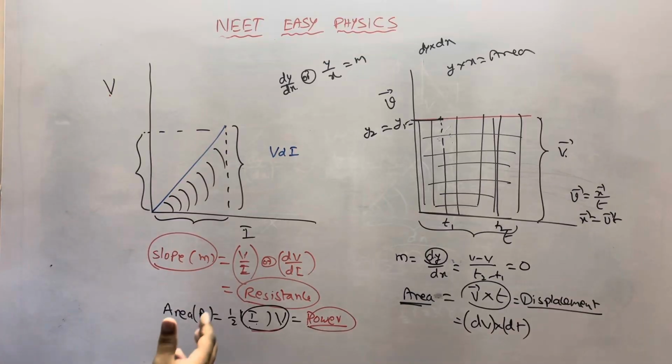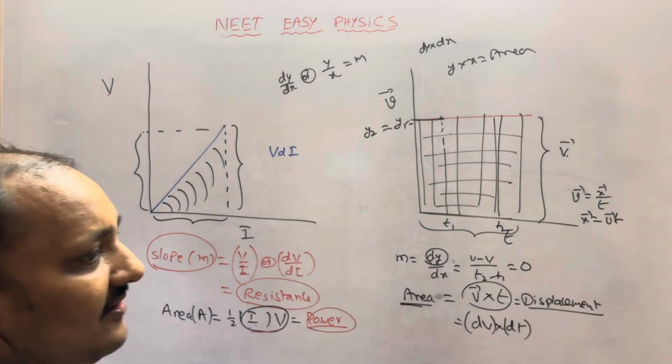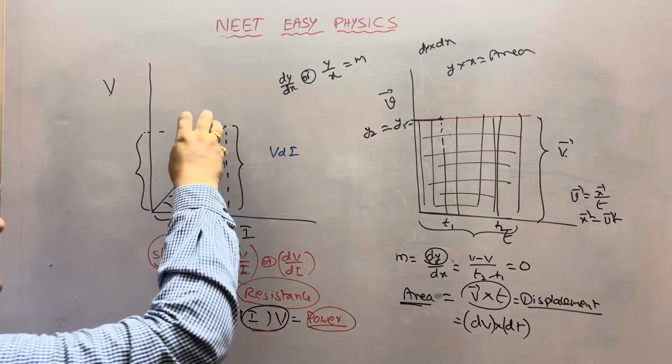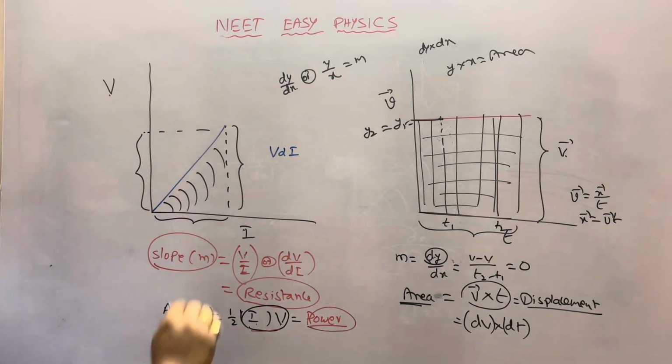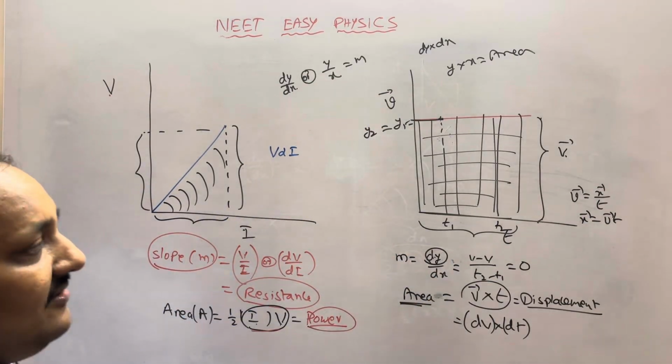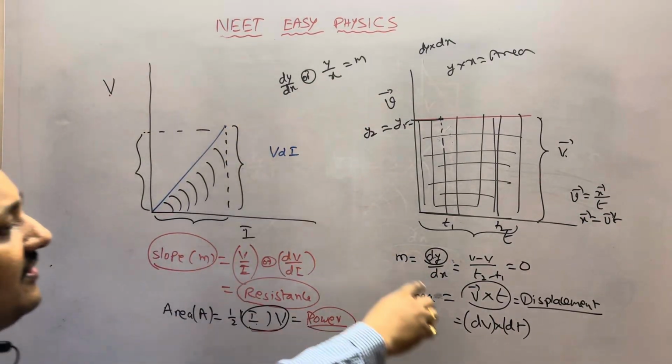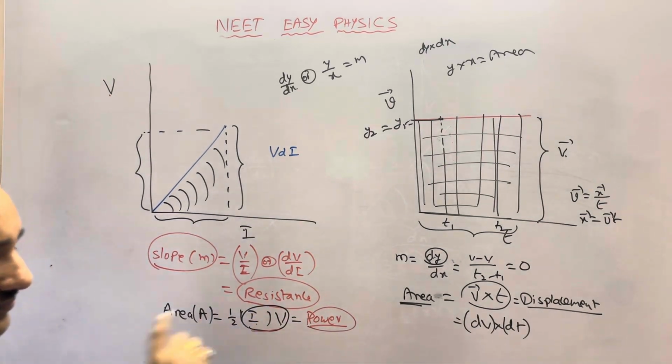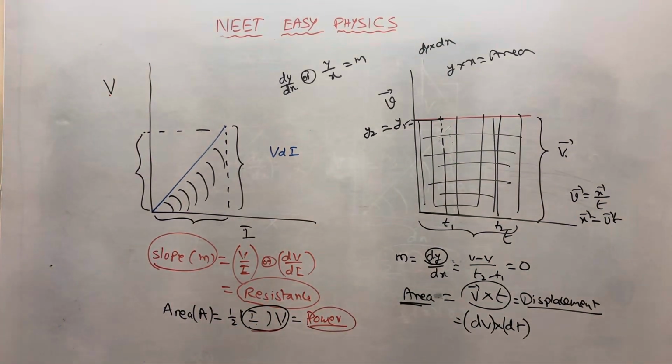One by one. So now whenever they give a graph, what should you calculate? Two things you should calculate, either slope or area. If they give values, we are going to get the values. Here I am not giving the values, therefore you are getting some variables here. Okay.